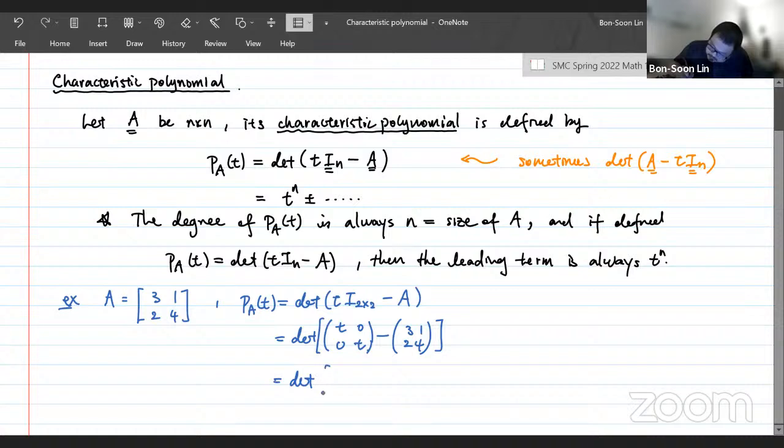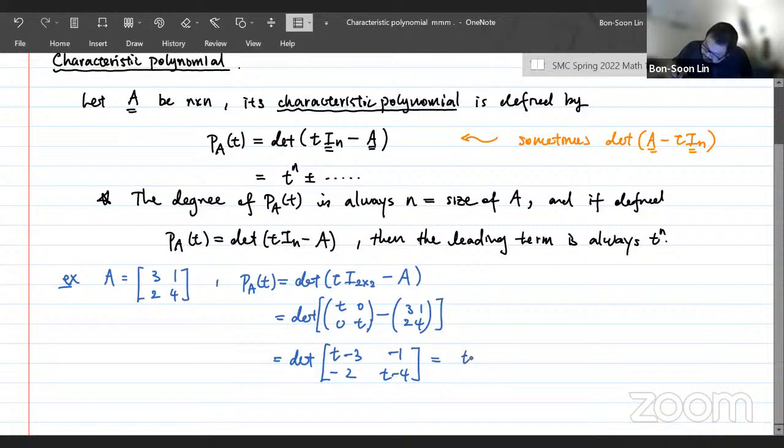So that will be the determinant of t minus 3, negative 1, negative 2, t minus 4. And lo and behold, if we calculate this, t minus 3 times t minus 4, minus 1 times minus 2, that's 2. This is equal to t squared minus 7t plus 10. So this is a degree 2 polynomial, and the leading term is t squared. Okay, so this is the characteristic polynomial of this matrix A.